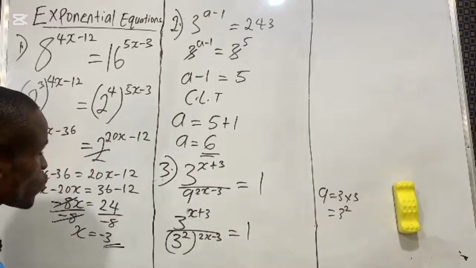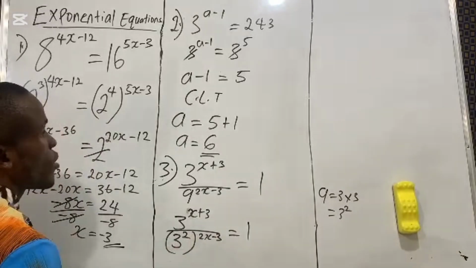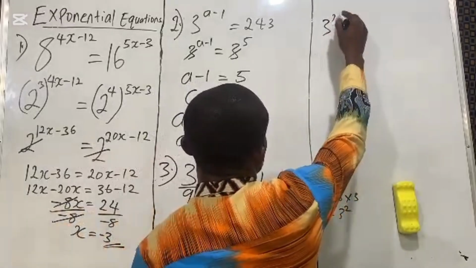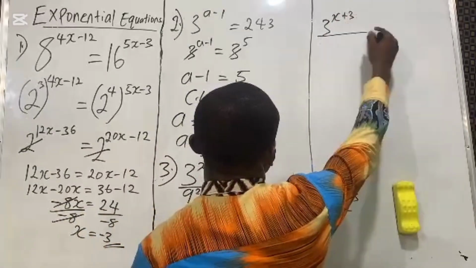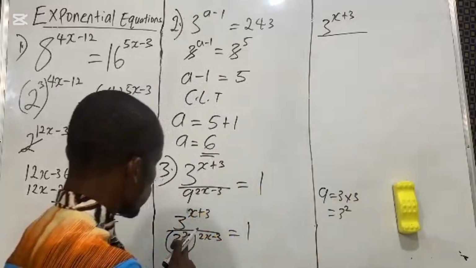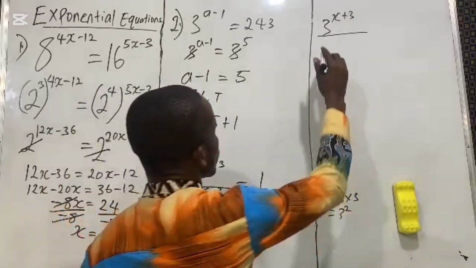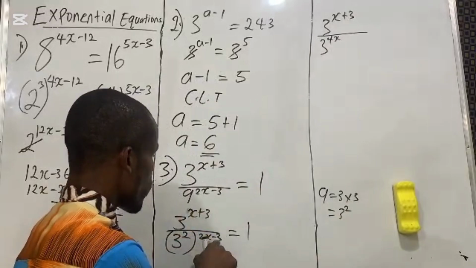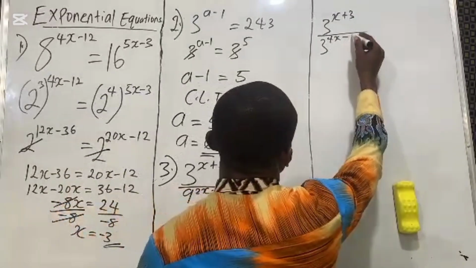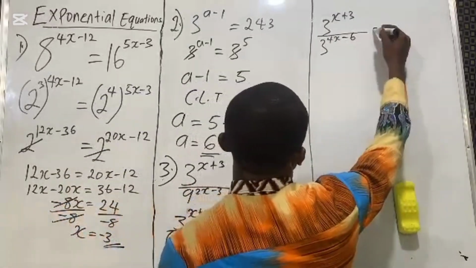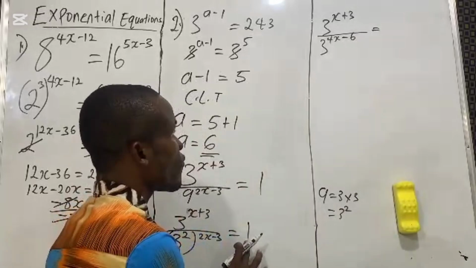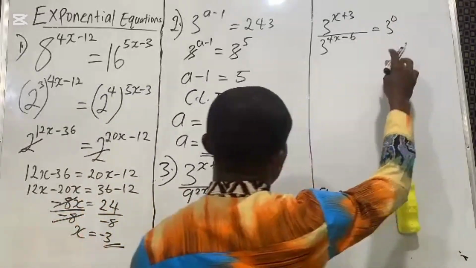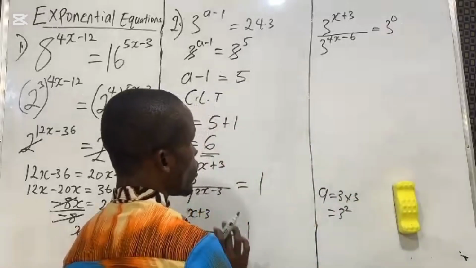At this point, we will have to expand this bracket. And this we have 3 to the power of x plus 3 divided by, what do you have here? 2 times 2x becomes 3 to the power of 4x, and 2 times minus 3 becomes minus 6, all equals to, we can express this one from our zero index in terms of 3 to the power of 0, because 3 to the power of 0 is still 1.